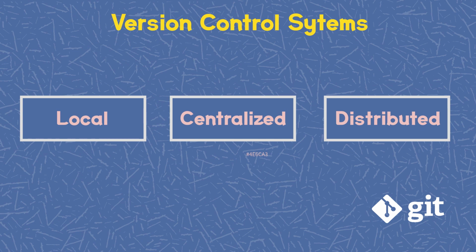Generally, we have divided the version control system into 3 categories. That is, local, distributed, and centralized version control systems.